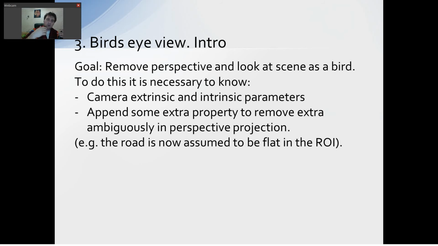In the perspective model, parallel lines intersect in vanishing points. We don't really want that, because we want to preserve the property that parallel lines are parallel. To do it, we do an unperspective mapping, then change our point of view to a bird's-eye point of view and do orthogonal projection. But to do unperspective mapping, we need some assumption. We assume that the road is flat in the region of interest.